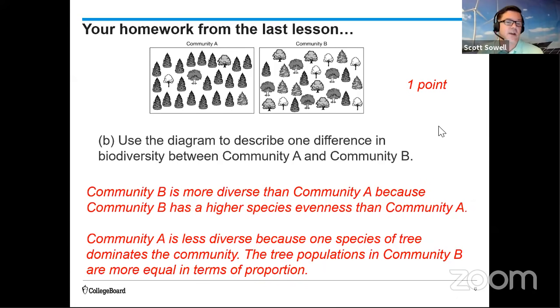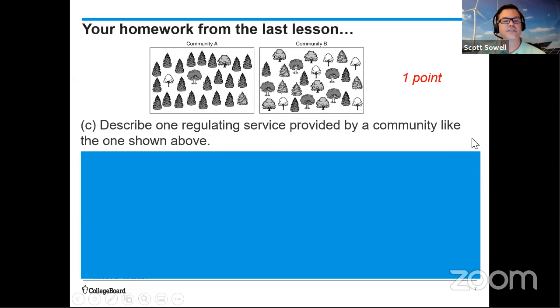Or you could have said it this way, community A is less diverse because one species of tree dominates the community. The tree populations in community B, however, are more equal in terms of proportion. So that's just another way to describe the biodiversity between A and B, other than they have the same amount of species. The next part, C, says describe one regulating service provided by a community like the one shown above.